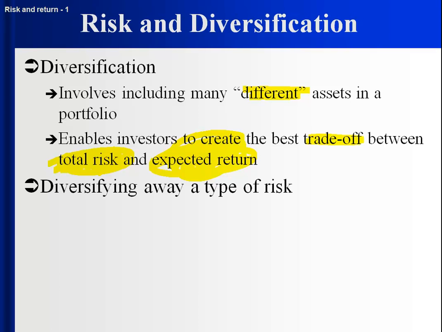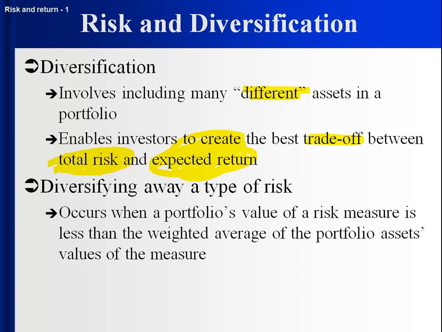So when we talk about diversifying away a type of risk, what do we mean? We mean, first of all, that the portfolio's value of that measure is less than the weighted average of the individual assets' values. So if you've got some measure, let's say you've got 5 assets in there, and they all have a measure of 10. But when you look at the whole portfolio, it has a measure of 7. That's diversifying away. There's some cancellation, and so the value for the portfolio is actually less than that average.